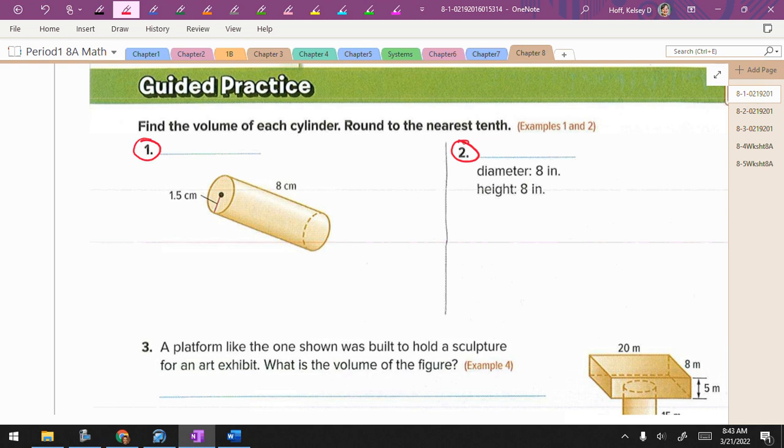What did I just tell you? If you do not have 3 lines of work, I will not give you credit. Formula, fill in the numbers, then make the calculation. Because I'll tell you, you are incorrect. Good job. Three lines of work, just like your notes. Formula, fill in the numbers, make the calculation.